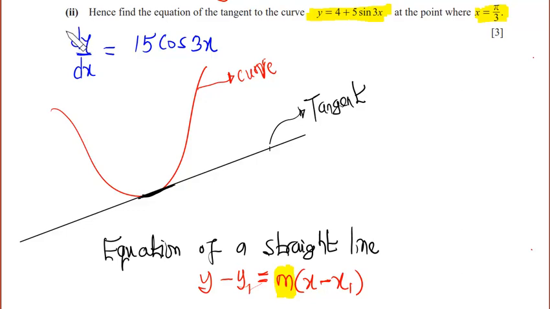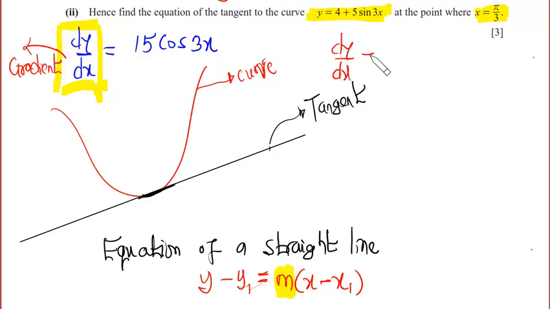The dy dx obtained earlier will be used to obtain the gradient of the line. Now we have dy dx simply means gradient, our introductory concept that dy dx simply means gradient or the slope of a line. So dy dx for y equals 4 plus 5 sine 3x has been obtained to be 15 cos 3x. So let's now obtain a value for that gradient.